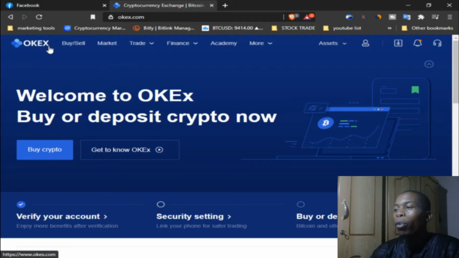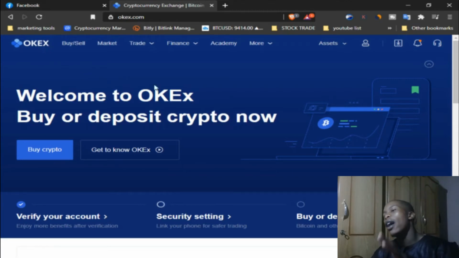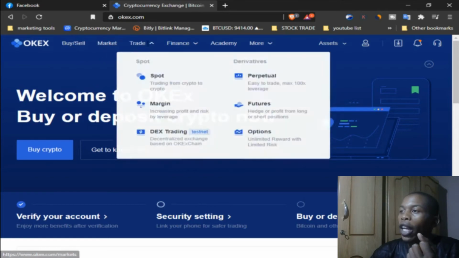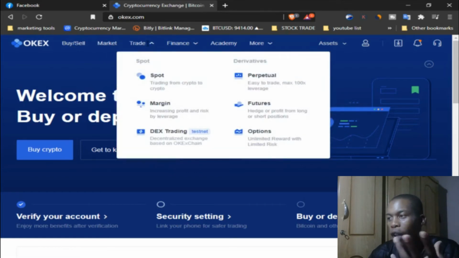Once you have opened your account, this is the home screen. Once you're on the home screen, you will see OKEx, then you will see your buy and sell, which is your normal buy and sell, not actually going into the market. There's the market right here, and then we have trade. We have different types of trade. If you want to start trading, these are all different types of trade.